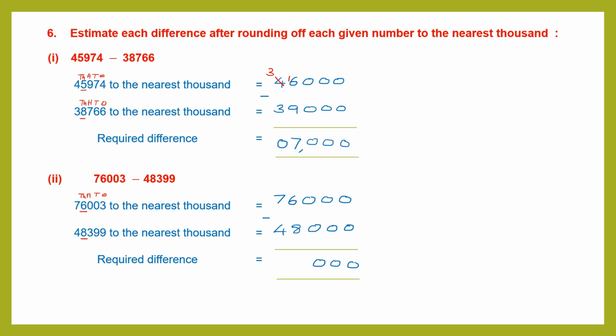Now 6 minus 8 we can't do, we're going to borrow. So 16 minus 8 is 8 and 6 minus 4 is 2. So here we have 28,000. So the required difference here is 28,000.